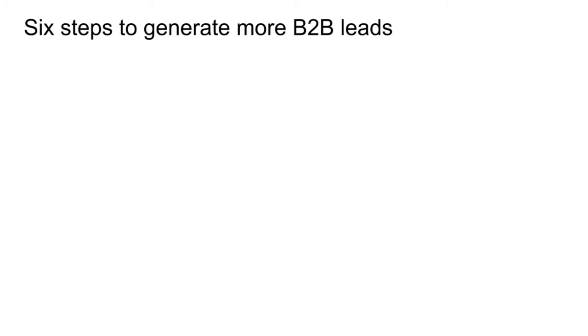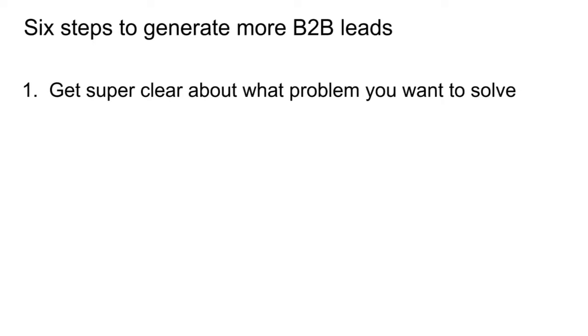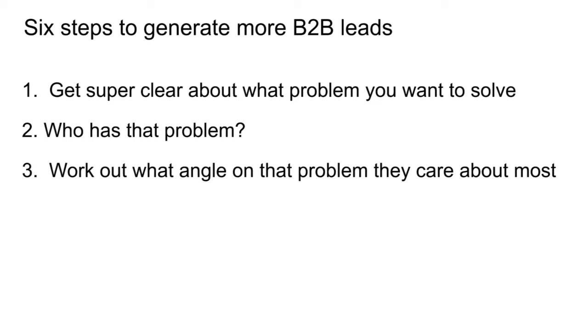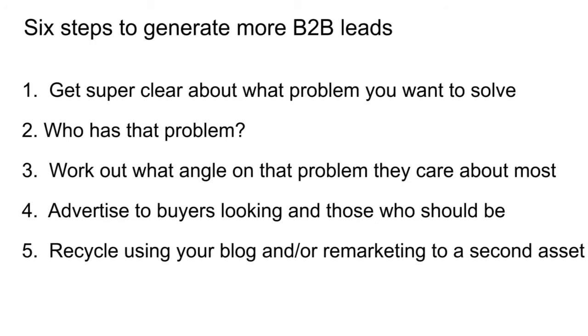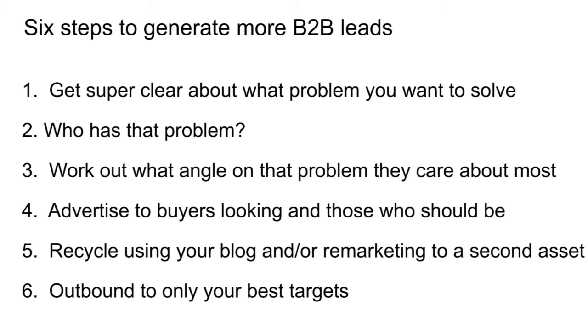Well, firstly, B2B is different than B2C, and I just don't know what works in consumer marketing, but I do know what works in B2B, and there are just 6 steps. Number 1, get super clear about what problem you're trying to solve. Number 2, and who has that problem. Work out what angle on that problem they care about the most, because the language really matters. You might have a particular phraseology you love. If they don't, it doesn't matter. Work out what language they want to use. Advertise to buyers who are looking and those who should be. I'm going to explain in the video what I mean by that. Recycle using your blog and or remarketing to a second asset, and outbound only to your very, very best targets.